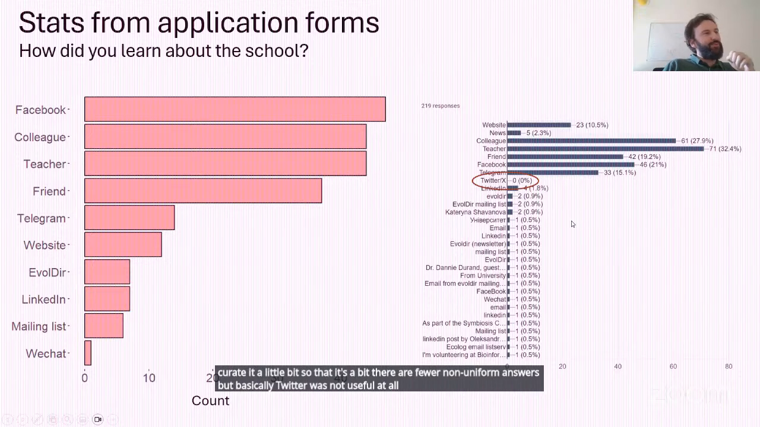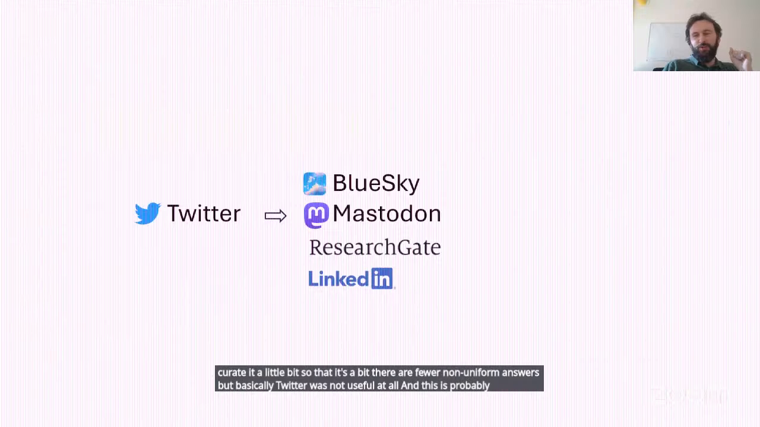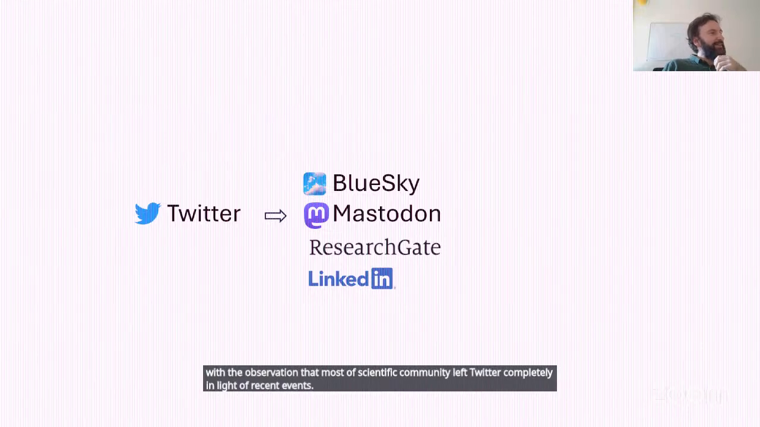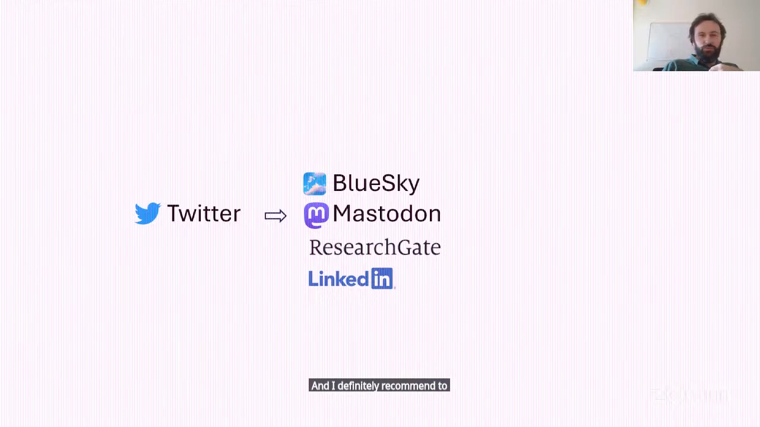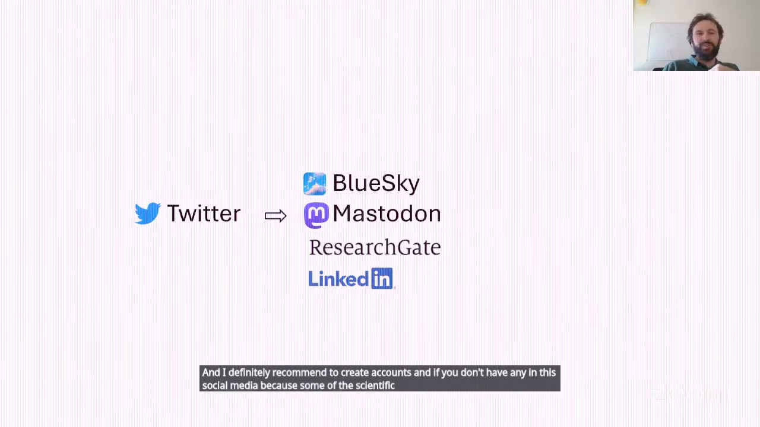And this is probably consistent with the observation that most of the scientific community left Twitter completely in light of recent events. I definitely recommend creating accounts, if you don't have any, on Bluesky, because some of the scientific knowledge keeps being discussed there. Well, Mastodon is sort of dead, at least the part of the network I'm in, so not a lot is happening there.